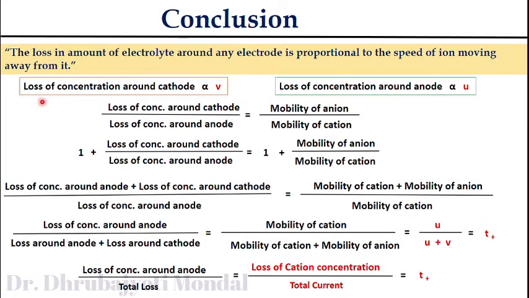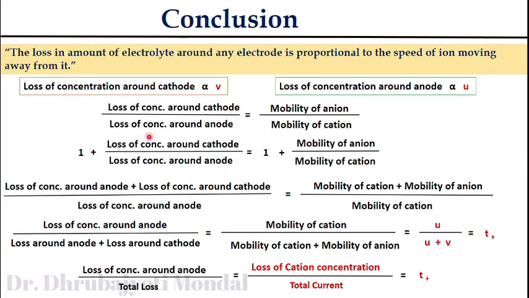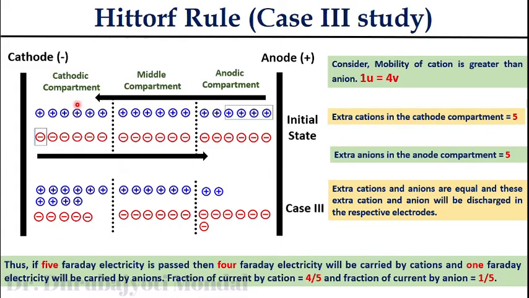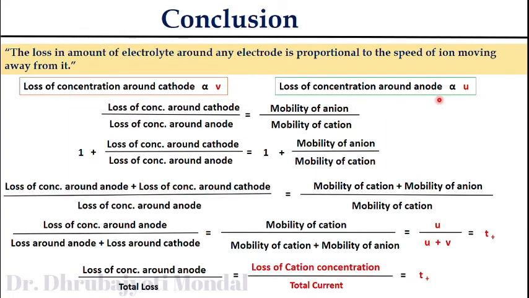That is written here. Loss of concentration around the cathode is proportional to V, where V is the mobility of the anion. Loss of concentration around the anode is proportional to U, where U is the speed of the cation. So you can write loss of concentration around cathode divided by loss of concentration around anode is equal to mobility of the anion divided by mobility of the cation.